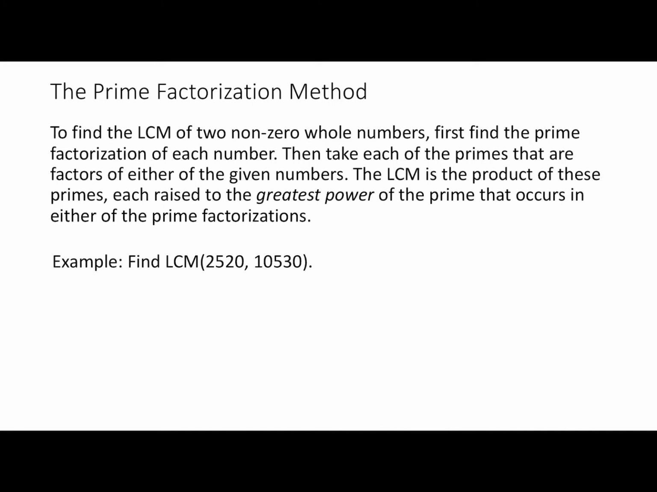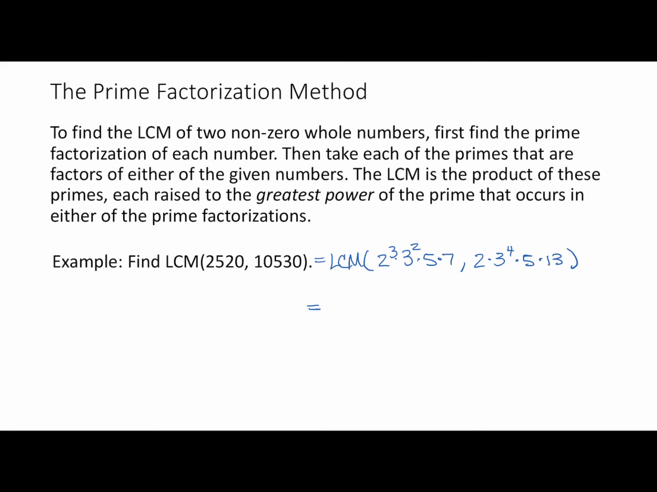So our first step is going to be to find the prime factorization of each of those numbers. I'm going to just tell you what you should get. I suggest that you pause the video and try finding those prime factorizations yourself and then come back and compare your answer to mine. I got 2 cubed times 3 squared times 5 times 7 for 2,520, and 2 times 3 to the 4th times 5 times 13 for 10,530.